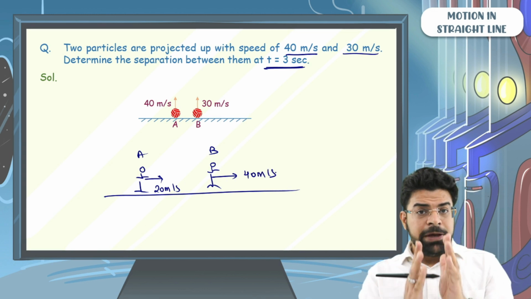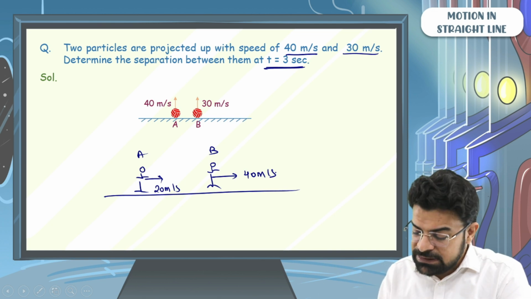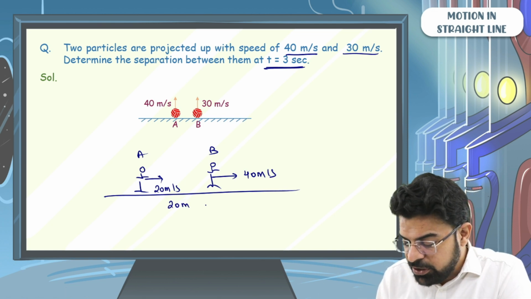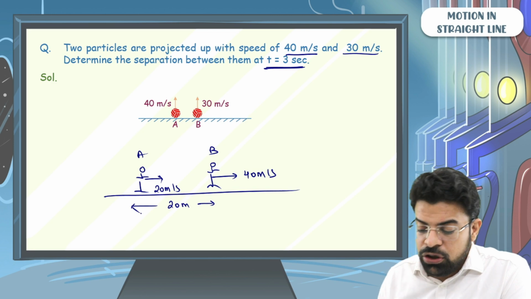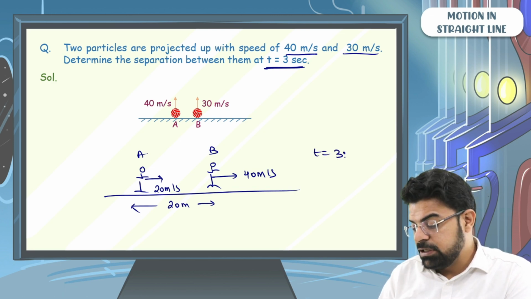As the velocity of B is more than the velocity of A, the separation between them is bound to increase. Let's say the initial separation between them is 20 meter. I ask you what will be the separation between them at, let's say, time equals to 3 seconds.